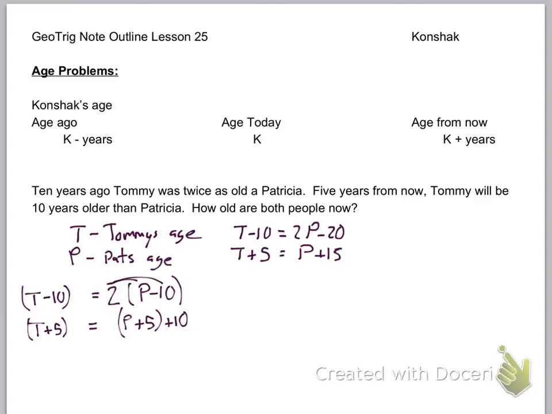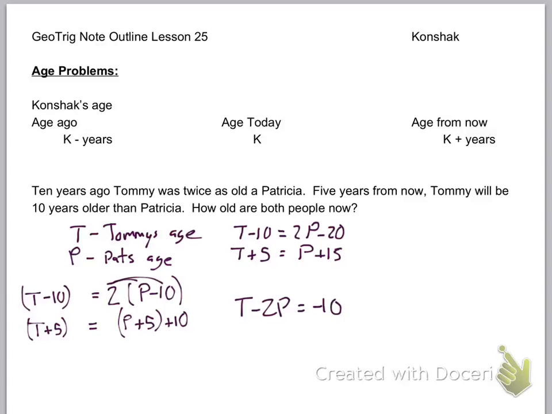So, do you notice that it's kind of like our X and Y systems? And so therefore I can kind of put them in standard form. Bring the T's and the P's on the same side, numbers on the other. I'm going to bring the variables to the left, keep our numbers on the right. Is that okay? So on our first equation, T minus 2P equals negative 10. Did everybody see what I did? I subtracted 2P from both sides and then added 10 to both sides. Can you guys see that or not?